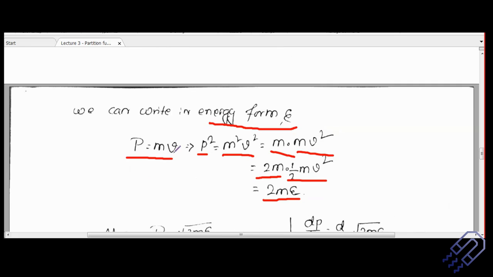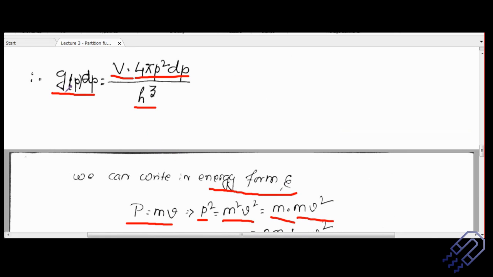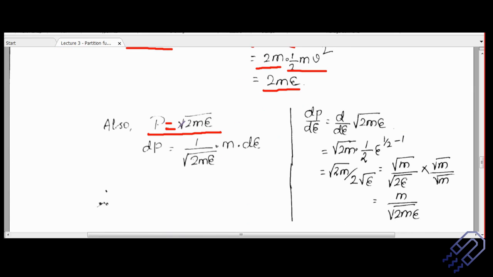But in this particular case, we are interested in finding out dp and not p. So if we want to find out dp, we simply find it from this particular equation. I don't need to show you the math, although it's already there on screen, you can see. If you do dp, you will get 1 by root 2mE into m dE. This is also E, I'm calling it E only, you can write it as epsilon, I think it's fine. So how do I find out this dp? Simple, you just differentiate p with respect to epsilon.